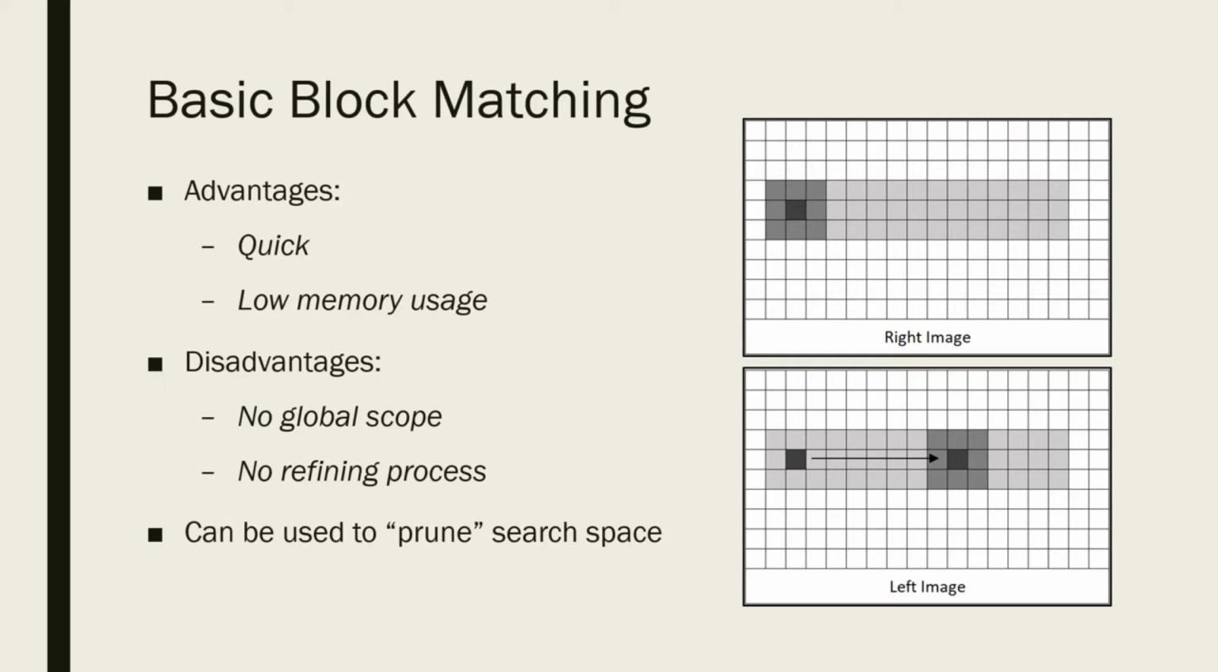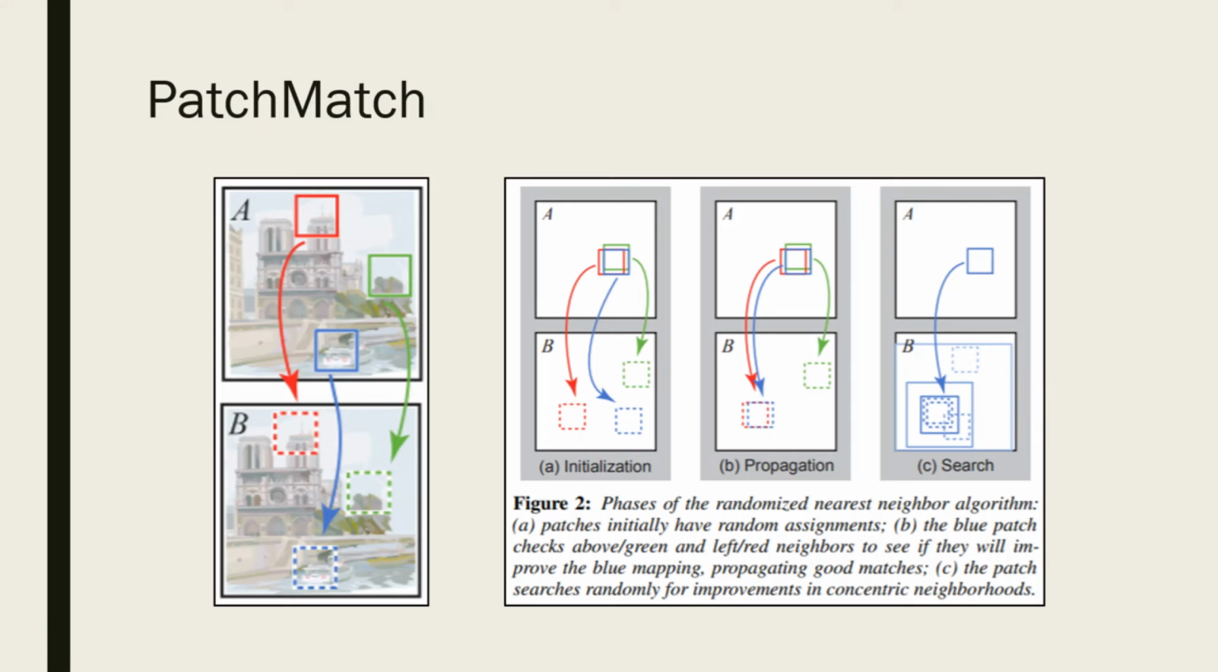The advantages of this method are that it's quick and uses little memory besides the images themselves. However, by just matching blocks of pixels, the algorithm cannot take into account the context of each pixel within the global scope, resulting in discontinuous estimations across what are obviously continuous surfaces.